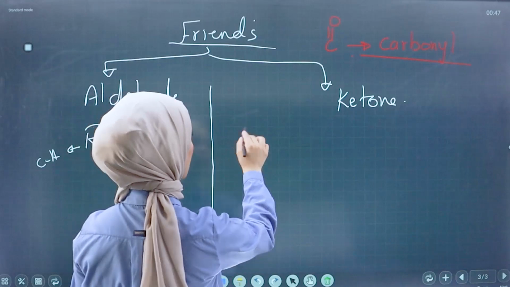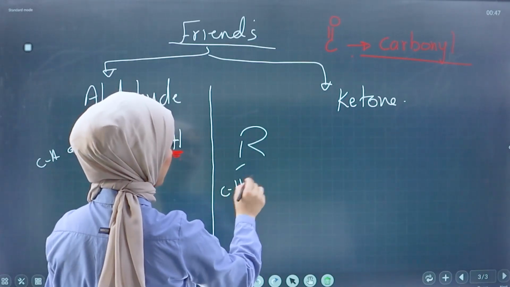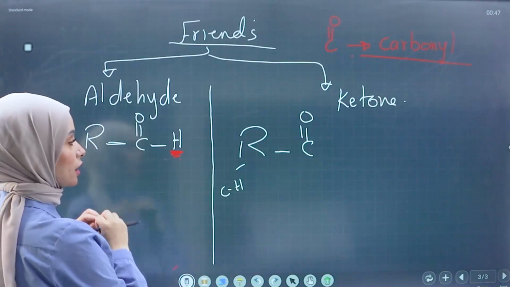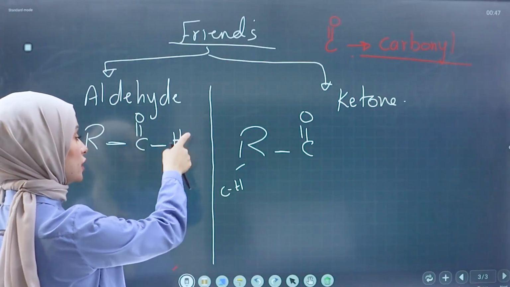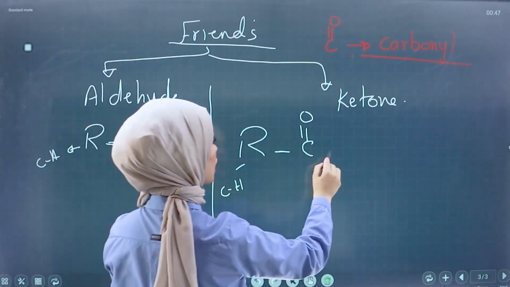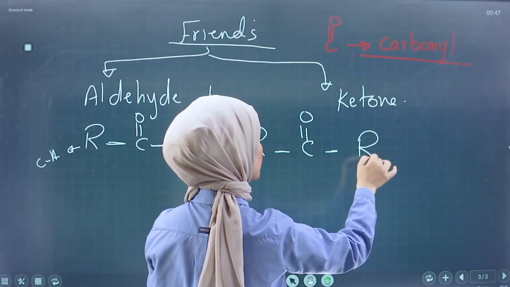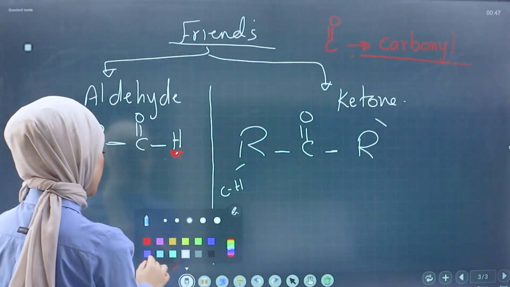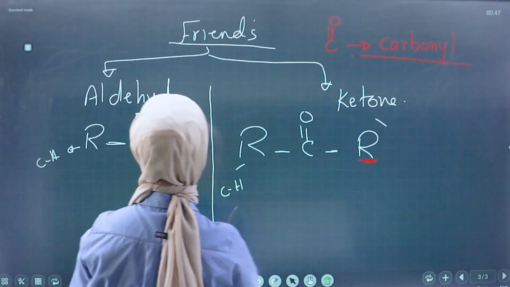Now, the ketone is her friend. It has an R, which is carbon and hydrogen, and the C double bond O functional group, which is the carbonyl. But in the aldehyde, after the C double bond O I end with H. For the ketone, I end with another R. Let us have examples. You see the difference? This is aldehyde and this is ketone.